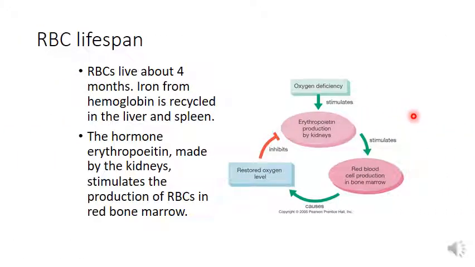So we say that the red blood cells live up to about 120 days, after which they are recycled in the liver and the spleen. So the production of red blood cells is facilitated by this hormone, erythropoietin, and this hormone is made by the kidneys, and it works in the red bone marrow, whereby it stimulates the production of red blood cells.